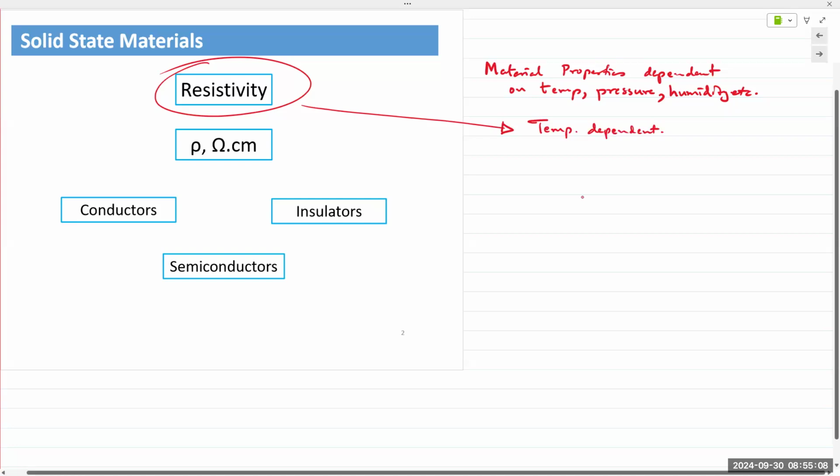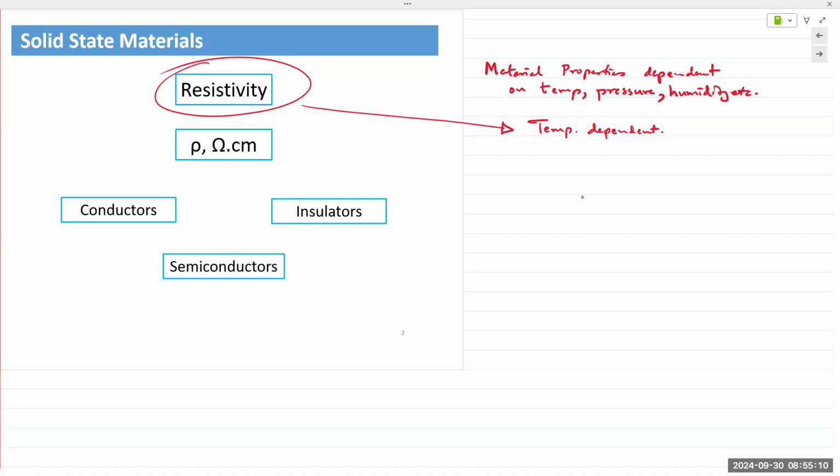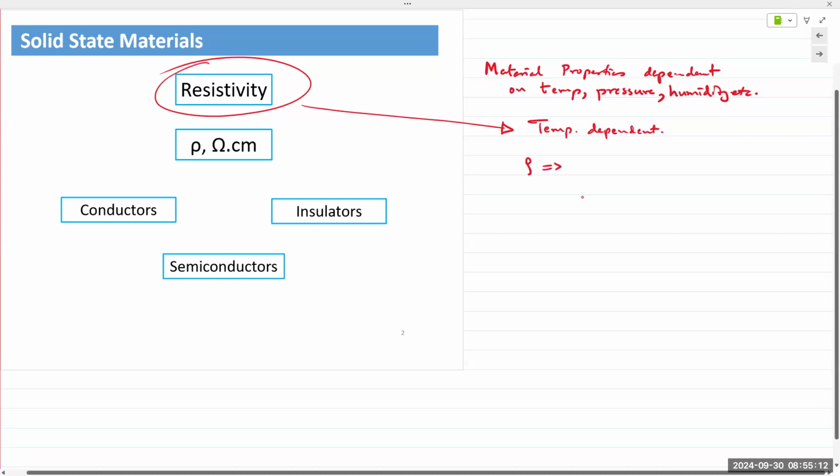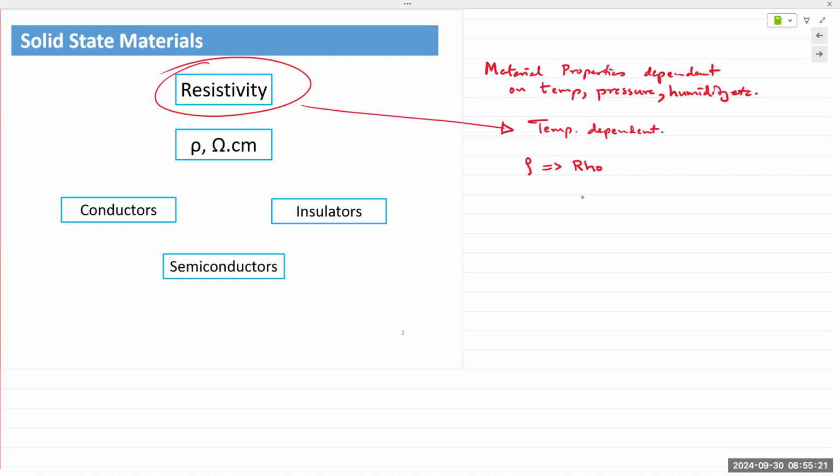Resistivity is denoted by the Greek letter rho, lowercase, and units of ohm centimeter. It's ohm times centimeter, okay? It's not ohm per centimeter. Assume you would have learned about this in physics, perhaps, maybe.